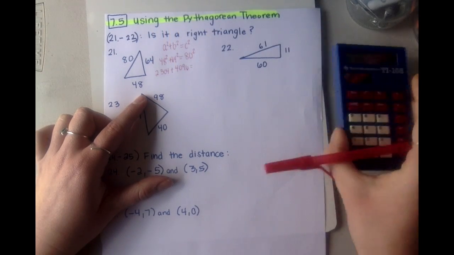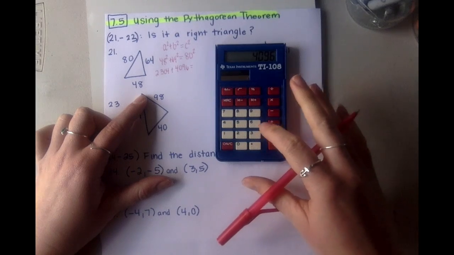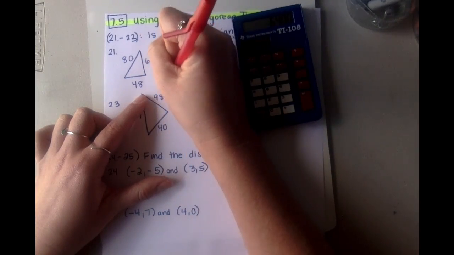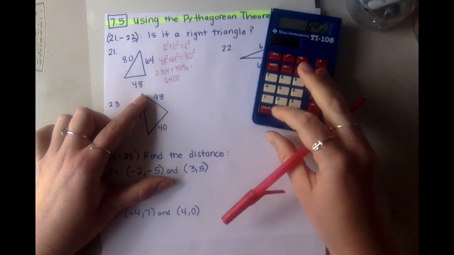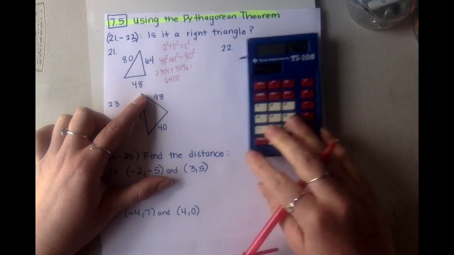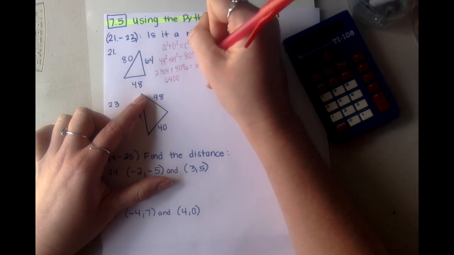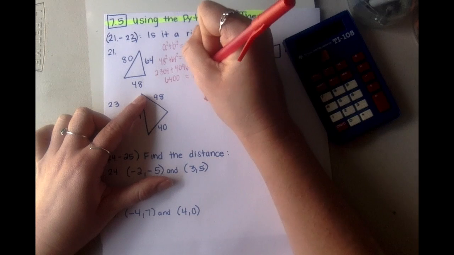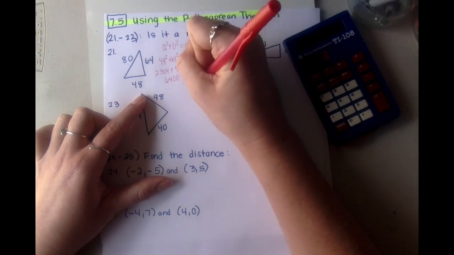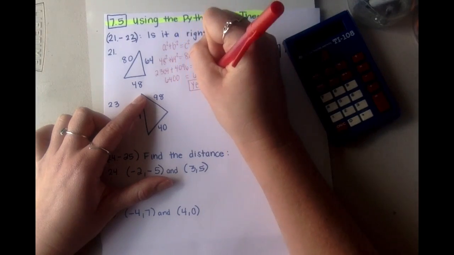So let's add right now 4096 plus 2304. That equals 6400. So I want to see, is that what 80 times 80 equals? 80 times 80, oh yes, equals 6400. So 6400 equals 6400. Yes, it is a right triangle.